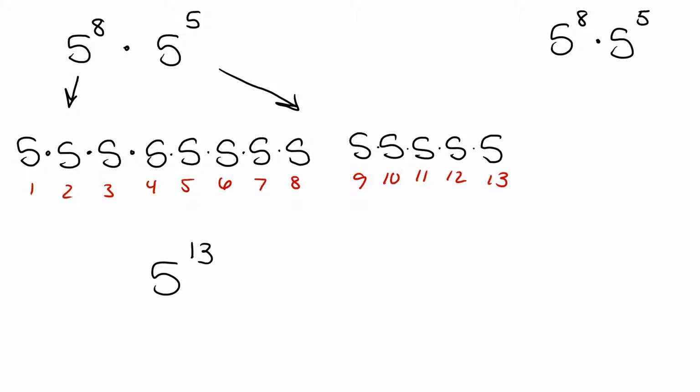Our shortcut method again has us adding the exponents together. So 8 plus 5 is 13. Keeping the base number, 5 to the 13th power.